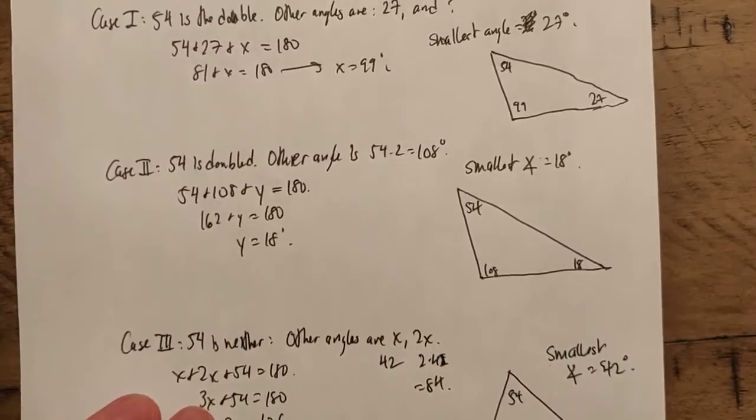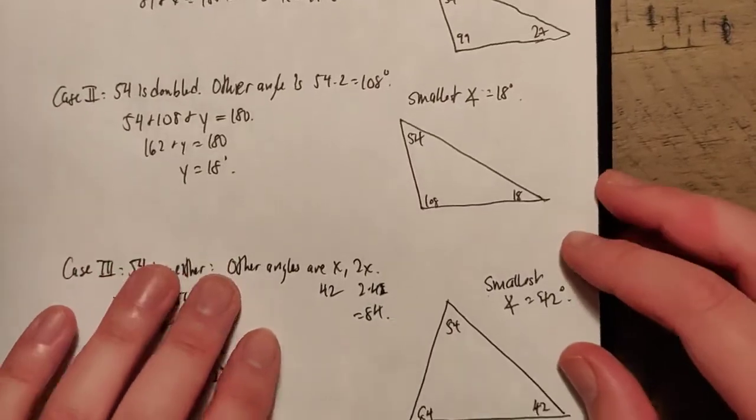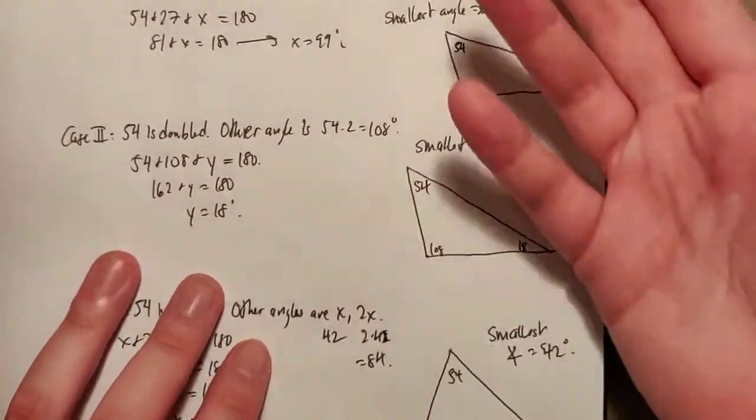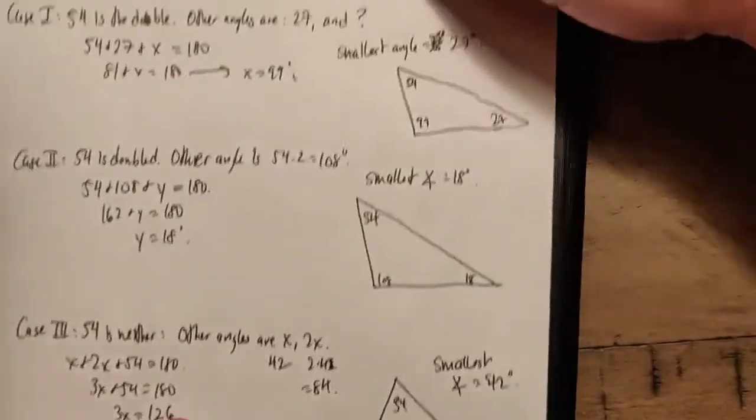Now note here, ladies and gentlemen, that we can take a look at the three different triangles that we have here and see what they have in common and what's different. They all have 54-degree angles, which makes sense here because we're told one of the angles is 54. But this triangle down here, as you can see, is a lot different from these other two.